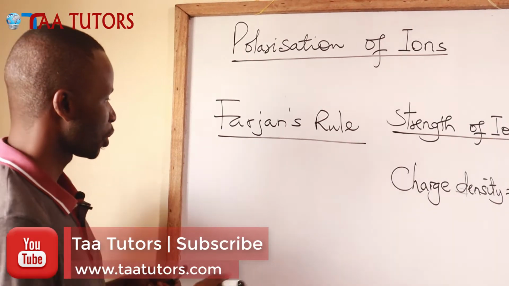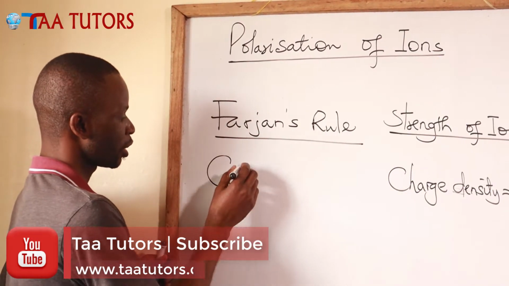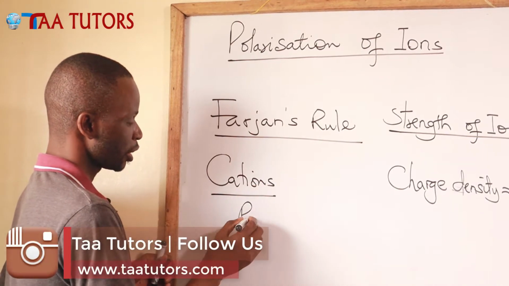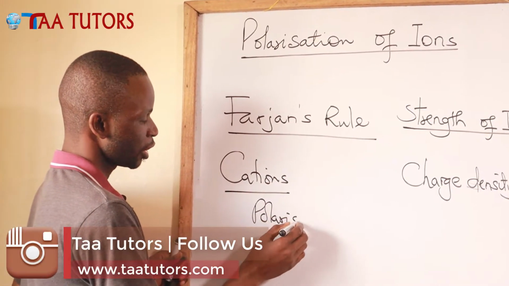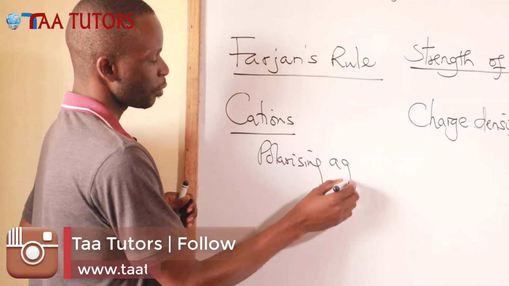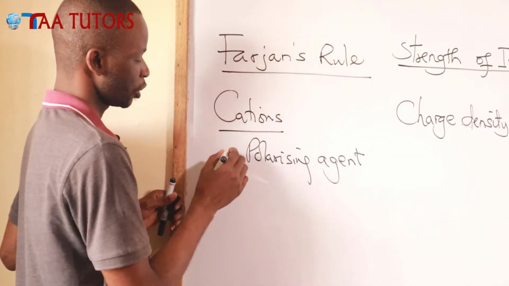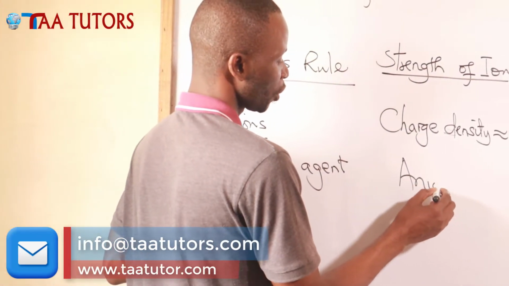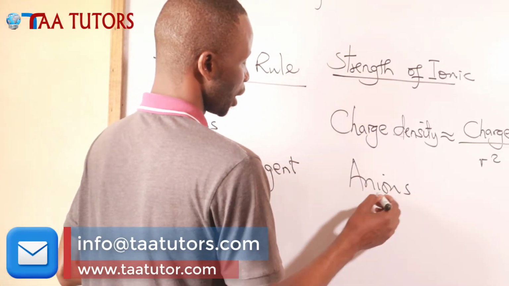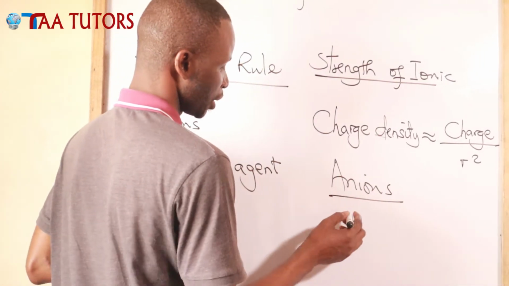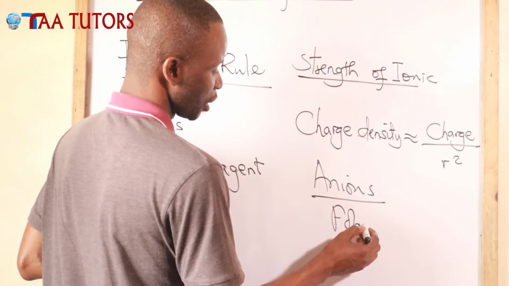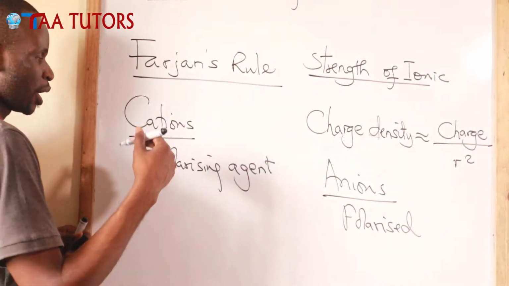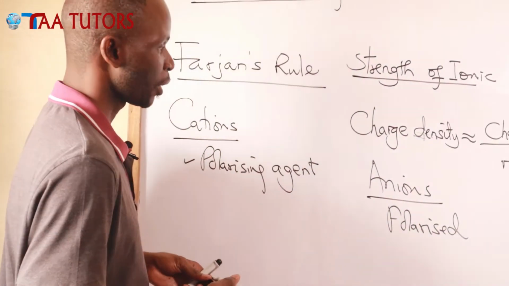I want us to talk about two groups of ions here. One, the cations. These cations are the polarizing agents. Polarizing agents are supposed to cause polarization. I will shortly explain what polarization is. And then anions, on the other hand, are the ions that are polarized. These are the polarized ions. So it means that cations polarize anions.